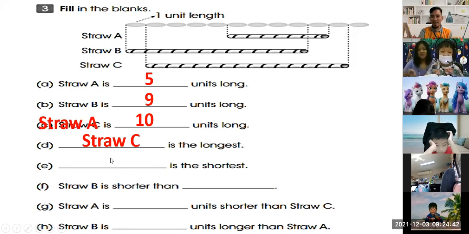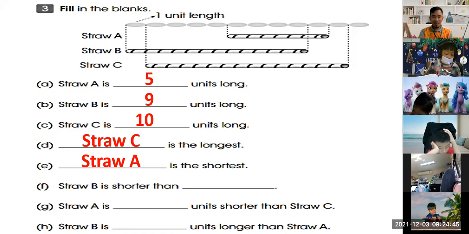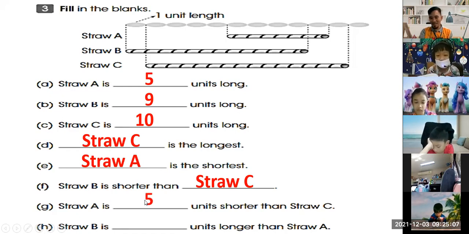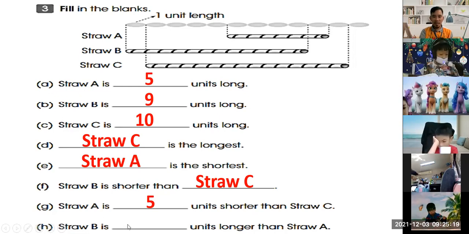Straw A. Thank you, very good. Now straw A is blank units shorter than straw C. How many units? 5. Letter B. Straw B is blank longer than straw A.